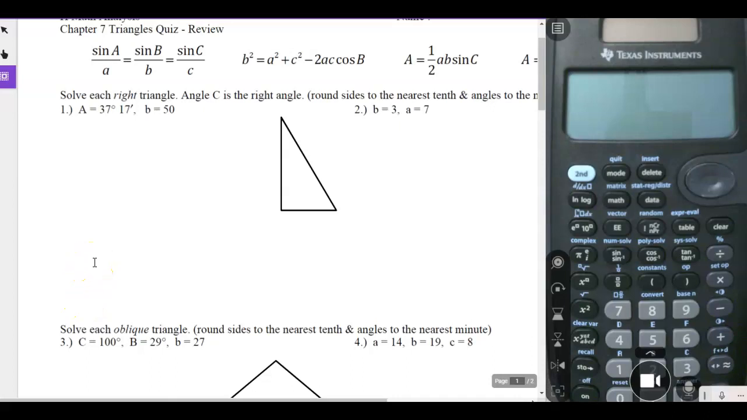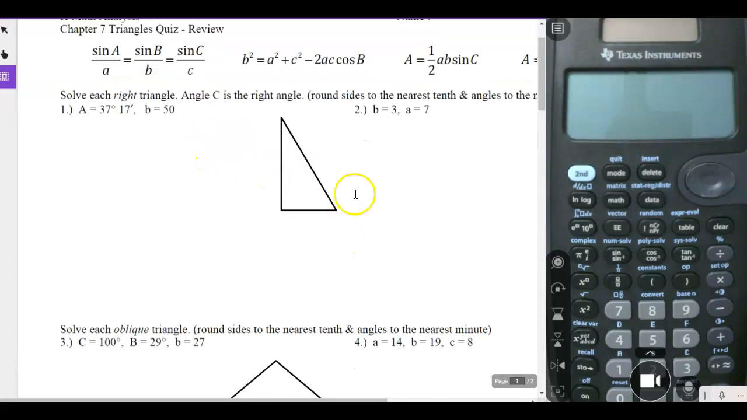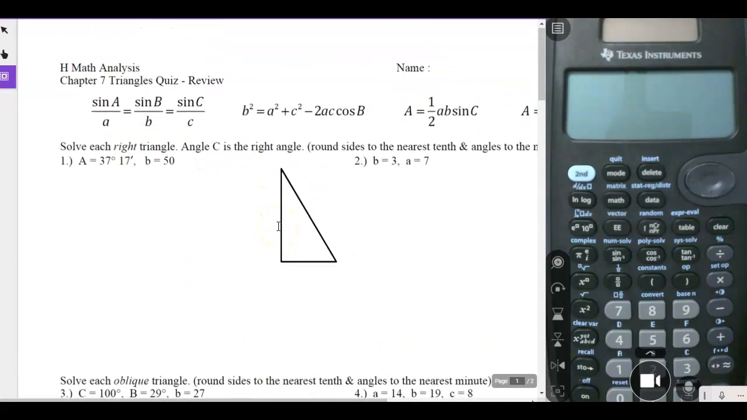Hi, this is Mr. H, and this is the review for the triangle quiz coming up. I'm going to go through each problem, so make sure you know how to do this by yourself. The review itself is not worth any points, it's for your own practice, but you want to do it as many times as it takes to be able to do them on your own with no help.